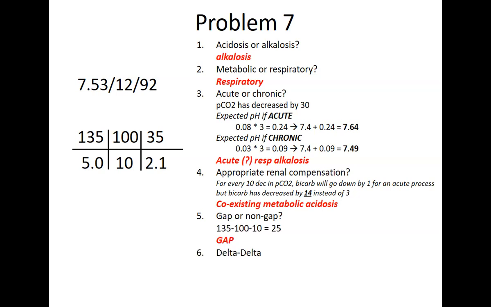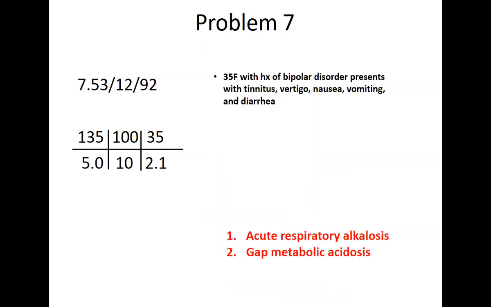We're still on this side now, going back to the delta. Our delta gap is 15. Our delta bicarb is 14. Oh, I said 13 there. Sorry, yeah, delta gap is 13. Delta bicarb is 14. So I would say that that's a normal delta. So there's no coexisting metabolic process. So this is an acute respiratory alkalosis with a gap metabolic acidosis. What is this? This is aspirin toxicity. It shows that she had an aspirin overdose. We saw this a couple of years ago.